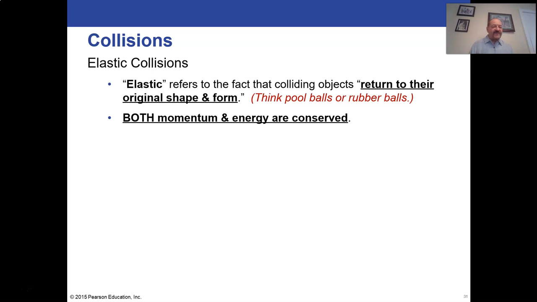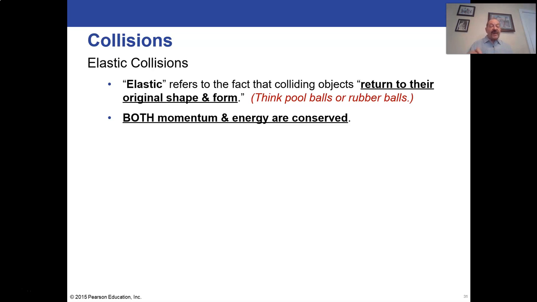Elastic refers to the fact that the colliding objects have certain elasticity. In other words, when they hit, they will return to their own shape. They're not going to get deformed. They're not going to get all banged up. They're not going to release heat from some damage. They will retain their shape. So think pool balls, think rubber balls, think steel balls that we talked about once before when we were talking about elasticity. Actually, I think that's later. Later we'll talk about elasticity.